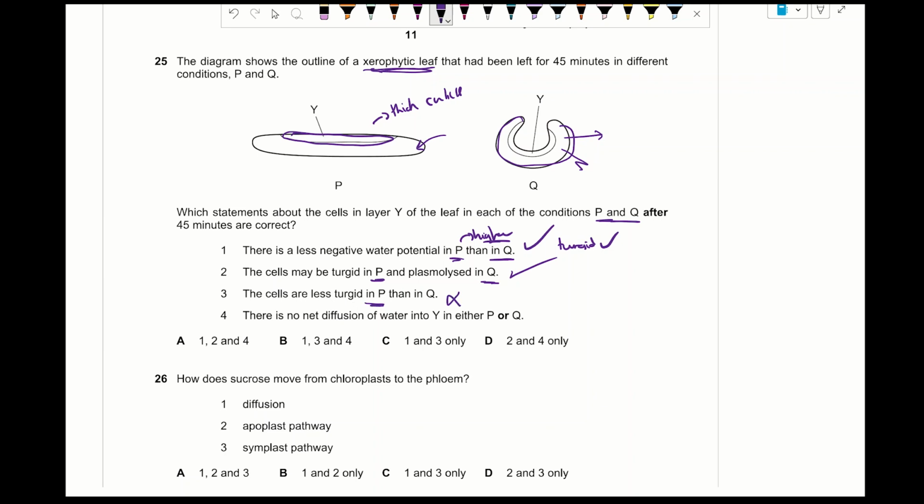4, there is no net diffusion of water into Y in either P or Q. Yes, this is correct. The reason for this is I told you to assume, since we have a large structure at the surface, that this is a thick cuticle. And as we all know, thick cuticles are hydrophobic. They do not allow the diffusion of water, and their function is to prevent water loss from the leaf. Therefore, this is correct, and the answer is going to be A.